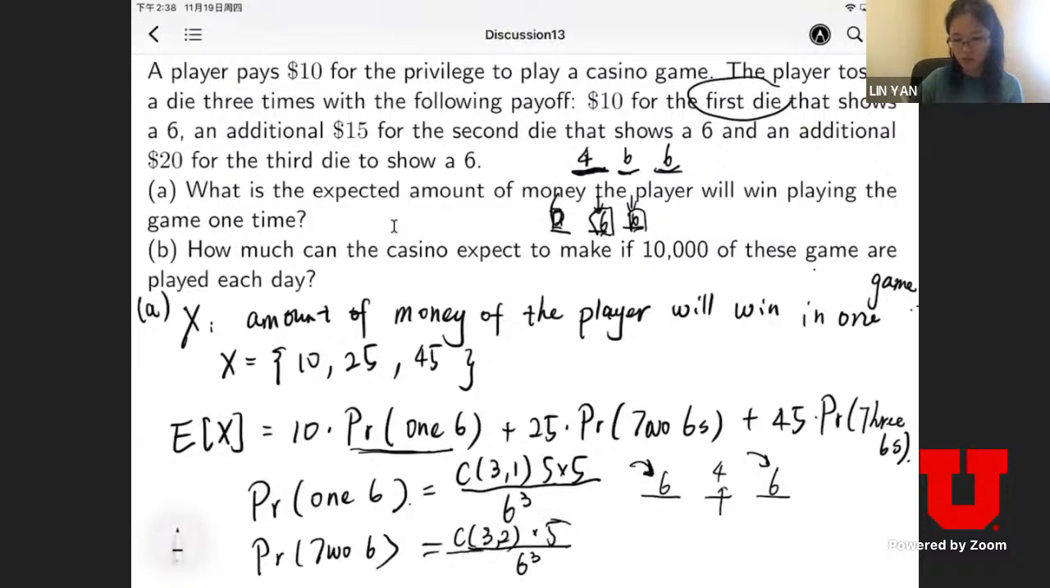this is the probability of we get 2 6s. And 3 choose 2 is where we put the 6s in, and for the final one, for this item, we have 5 choices from 1, 2, 3, 4, 5. So we need to times 5 in here.